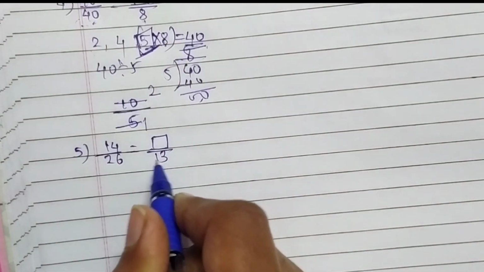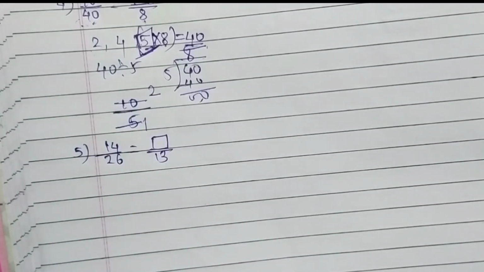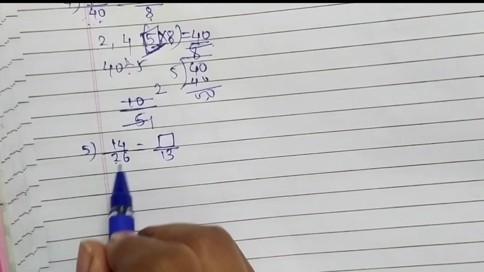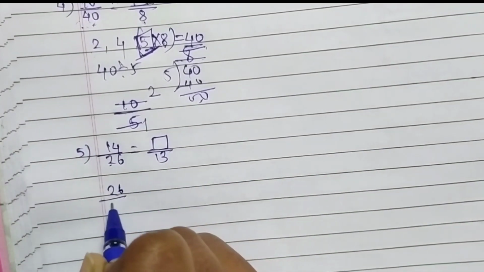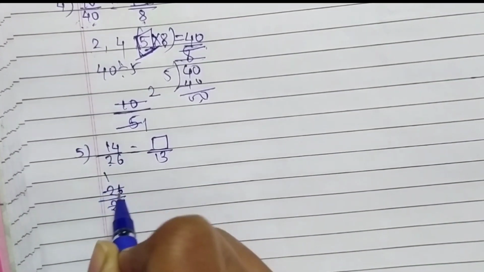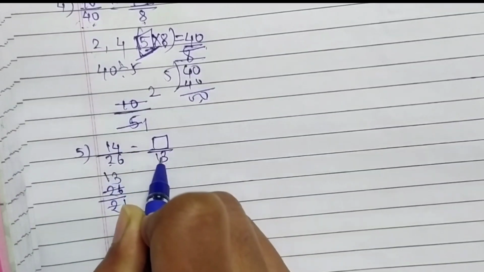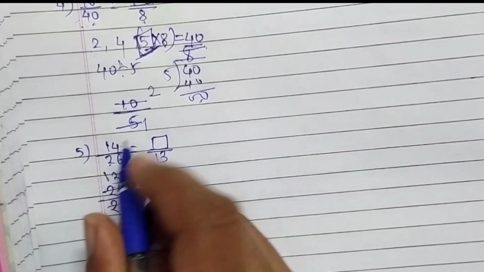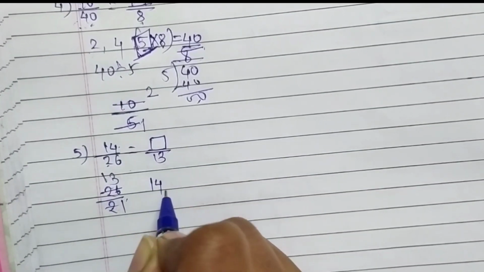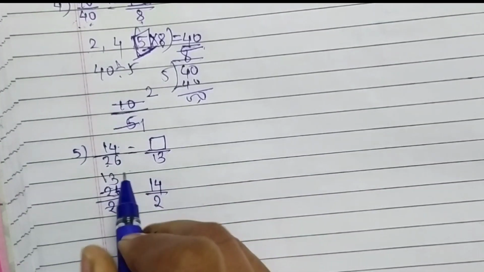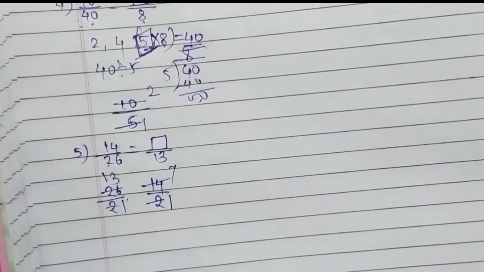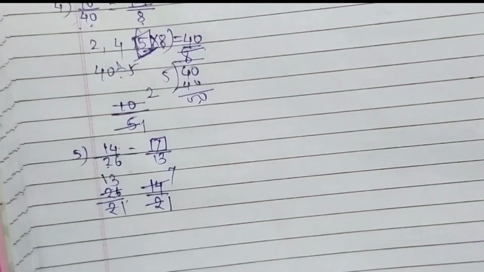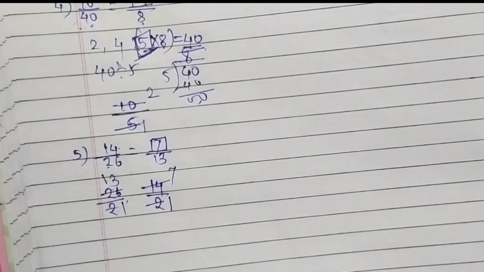13 1s are 13, 13 2s are 26. So here we have to divide 26 by 2. So let's divide it. 26 by 2, 2 1s are 2 and 2 3s are 6. Here we get 13. So just divide our numerator also by 2. 14 divided by 2. 2 7s are 14. So here our answer is 7 and the fraction is 7 upon 13.